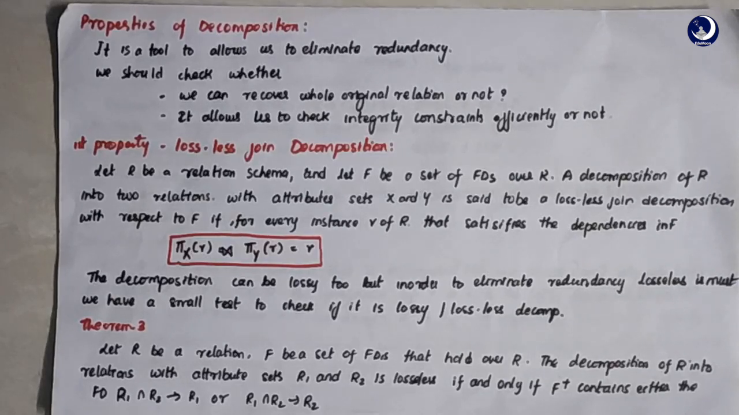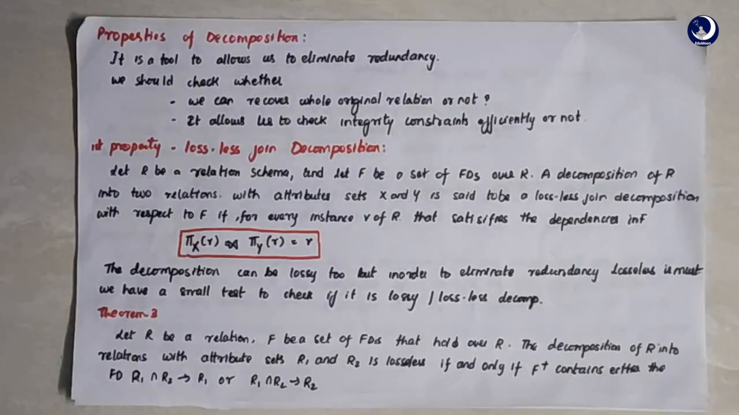So once we have decided to decompose a particular table, we have to consider two questions. First question is, can we recover the original instance from the smaller instances that we have created or not? Can we revert the process of decomposition back to the original table? Second question is, does it allow us to check the integrity constraints efficiently or not? So this is to let us know if we can check the integrity constraints efficiently.